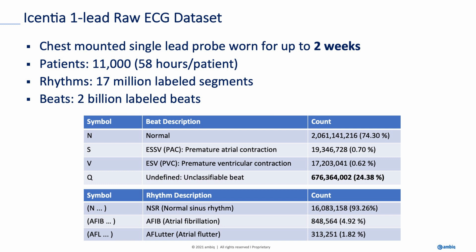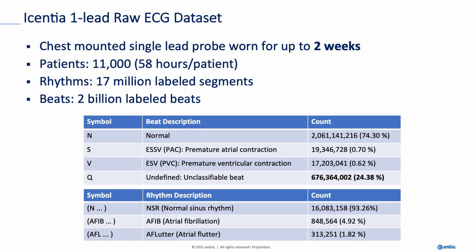In total, there are 11,000 patients, with roughly 58 hours per patient. They didn't release all of the data, only 58 hours per patient. Of that, there are about 2 billion labeled beats, labeled by clinicians, and over 17 million labeled segments, saying whether it's AFib, atrial flutter, or normal.